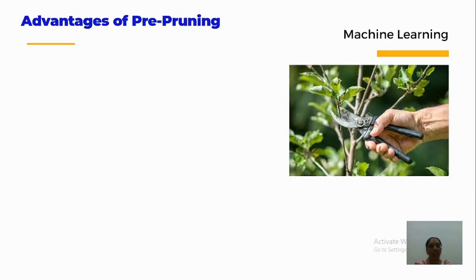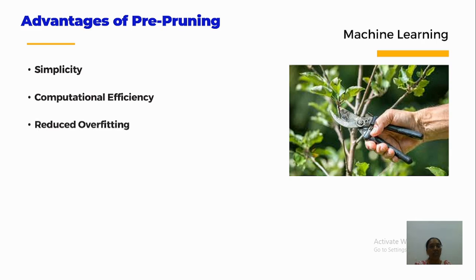Now, what are the advantages of the pre-pruning technique? The first one is simplicity. Pre-pruning criteria such as maximum depth or the minimum number of samples per leaf are easy to understand and implement. The second one is computational efficiency. By limiting the size of the tree, pre-pruning can substantially reduce the computational cost of training and prediction. The third one is reduced overfitting. This technique we only use for this reason.